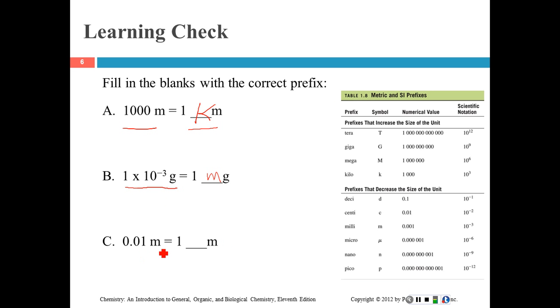0.01 meters, that's small. If it's going to be one of these, 0.01 meters is going to be what? 1 centimeter. Am I right? Check me. Sometimes I'm not. All right, I think we're good.